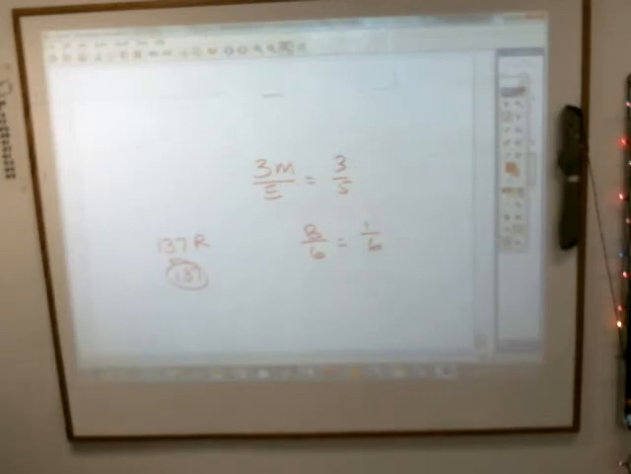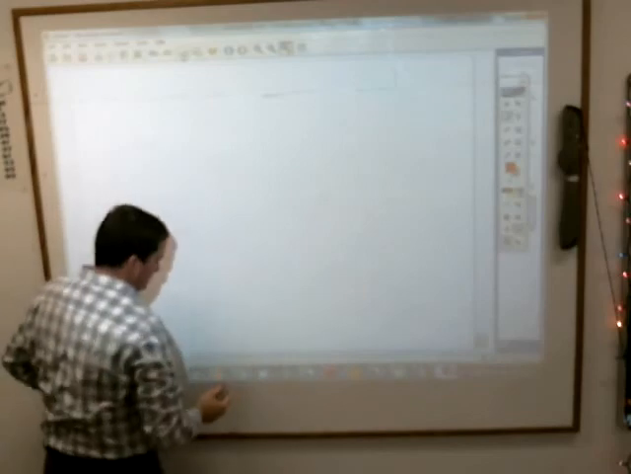And then in math, we also have things that are called, new piece of paper.